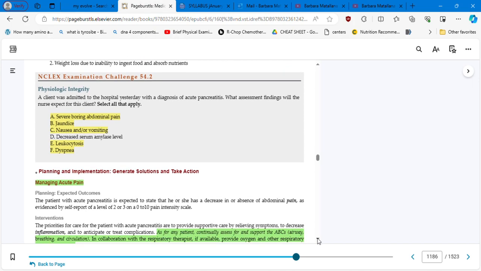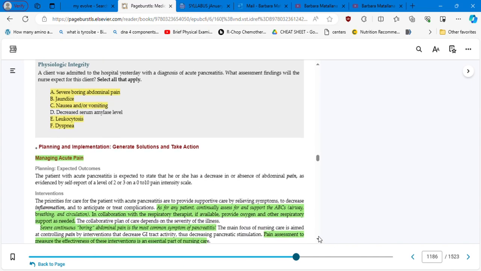A client was admitted to the hospital yesterday with a diagnosis of acute pancreatitis. What assessment findings will the nurse expect for this client? Select all that apply. So the patient is going to have severe boring abdominal pain, jaundice, nausea and vomiting, leukocytosis, which is the increase in WBCs, and dyspnea, because the pancreas is going to cause an alteration in the diaphragm, right? Decreased serum amylase is not the option because in this case it would be increased, elevated serum amylase.